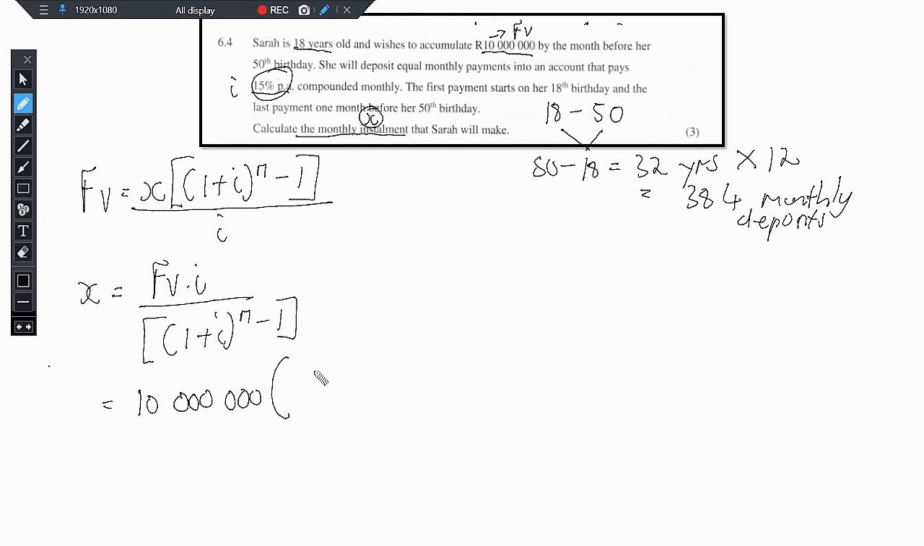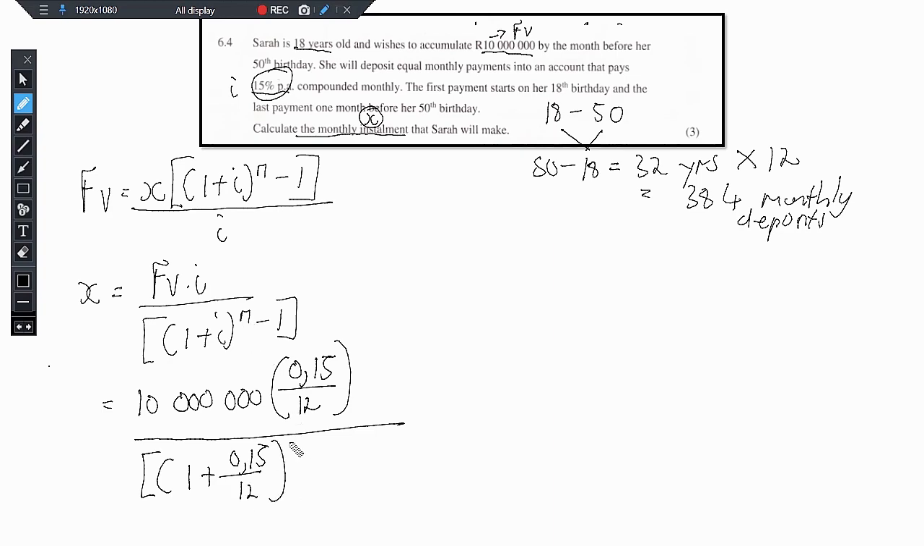Then multiply that by the interest, which is 15%. That's 0.15 over 12 because it's compounded monthly. And then over, we have 1 plus 0.15 over 12, to the number of payments, 384, then minus 1. At this point, all you do is just punch all of this into your calculator, then you get your value.